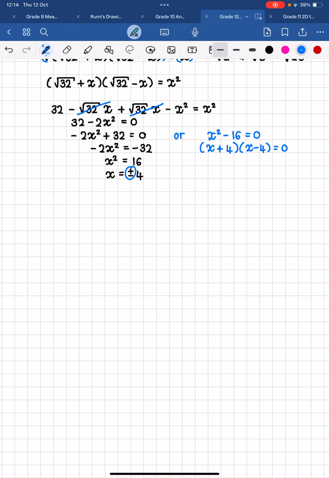Which x value am I going to get from my first bracket if I make it equal to 0? Negative 4. And from the second bracket, if I make that one equal to 0, I'm going to get positive 4. Same two answers, just written separately. Okay, where in black here, I've written them together.